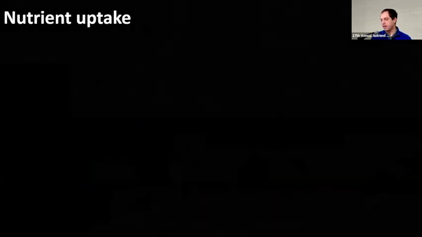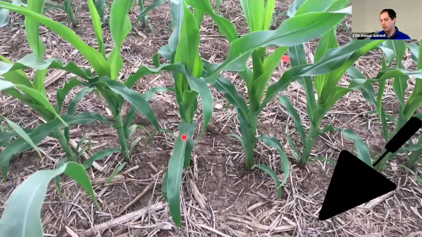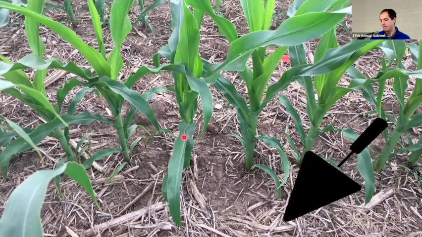The other thing is nutrient uptake. So we're going to take a quick dive. We're going to go below the soil here in just a second.